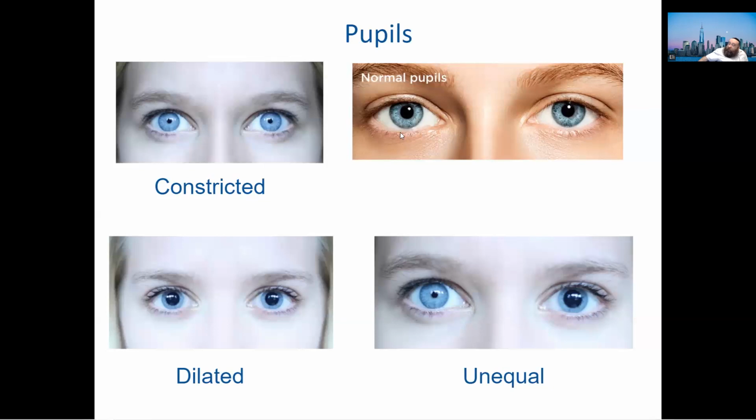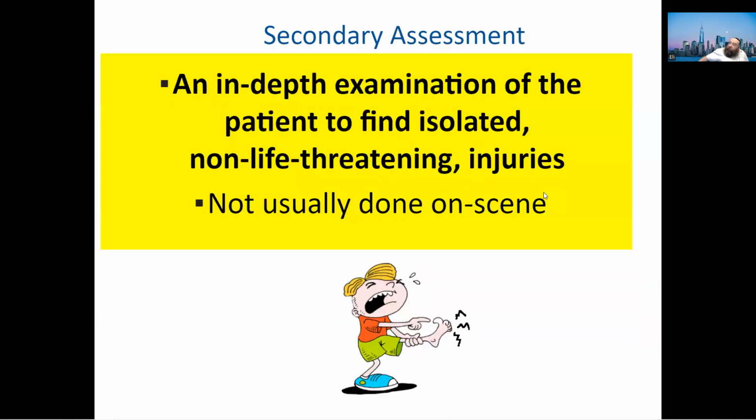Now, typically, if you shine a light into normal pupils, what will the reaction be? They will constrict. But when you take the light away, they will go back to normal pupils. So we're talking about without light, without anything. Okay, so it's a quick review.